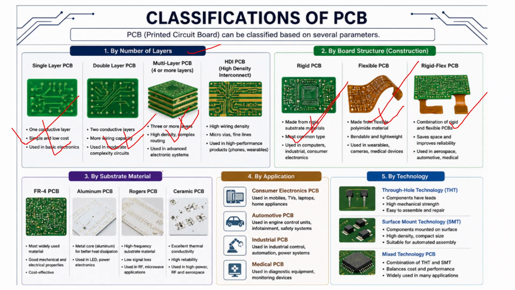And then the substrate material. Based on the substrate, the base material, you can also divide the PCB. So maybe the FR4 type of material, the aluminum type of material, then the Rogers PCB, ceramic PCB, these are the types. Application based also you can divide, like consumer electronics, professional, automotive, industrial. Then technology based also you can divide, like plated through hole, surface mount technology, or mixed technology. So these are the types of the classification of the PCB, right?